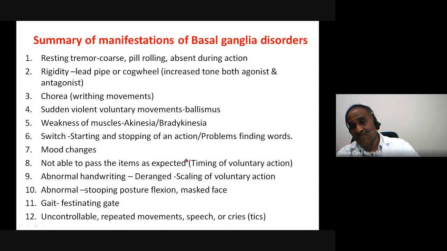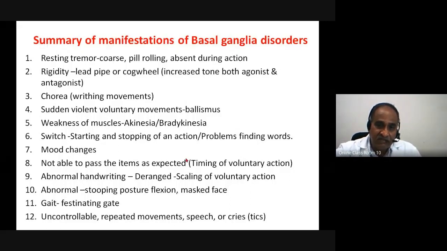Not able to pass items as expected. Say, for example, if you ask somebody to pass the pen situated on the table, he will not be able to give it because it requires two aspects: the intensity, scaling, and the timing. Both are required. You need to see how far the person is and how much force is needed, so he will not be able to perform. The timing and the scaling is missed. Abnormal handwriting, I have shown you, there is micrographia.